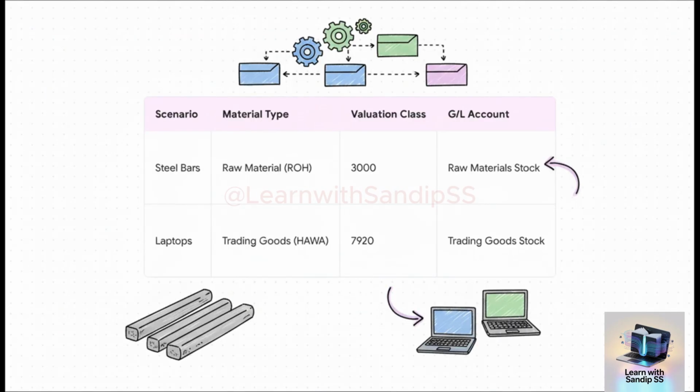So let's trace our original example all the way through. The steel bars are created as material type ROH. The system configuration then guides the user to assign valuation class 3000, which is hard-linked directly to the raw materials stock GL account. Meanwhile, the laptops, as a HAWA type, are pointed toward valuation class 7920, which posts straight to the trading goods stock account. See? Different materials, different paths, different financial outcomes, all happening automatically.